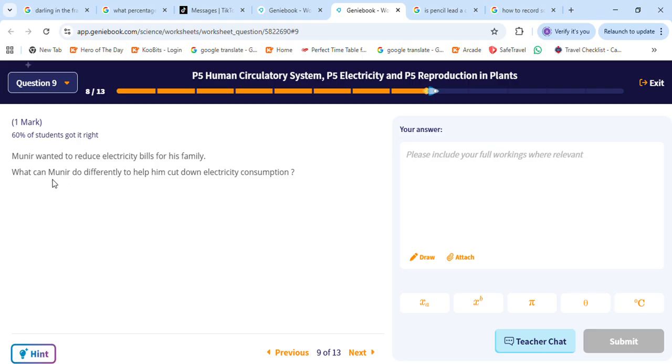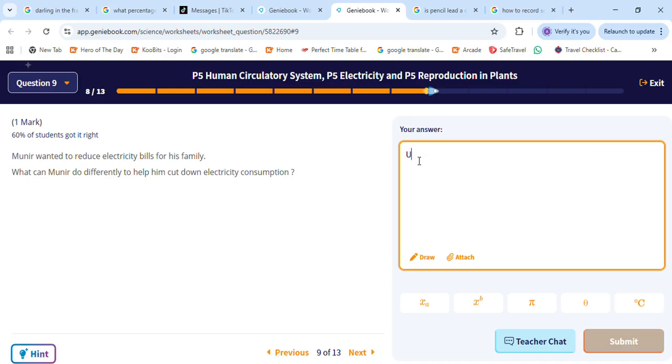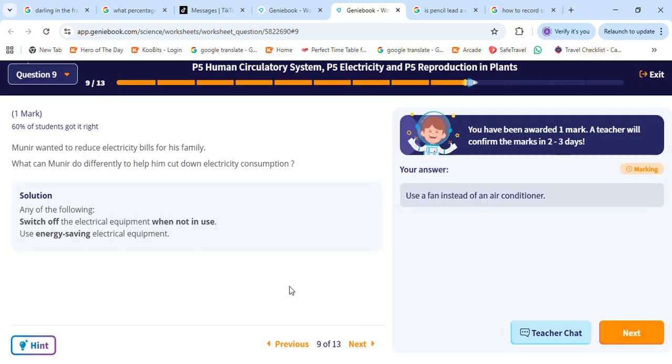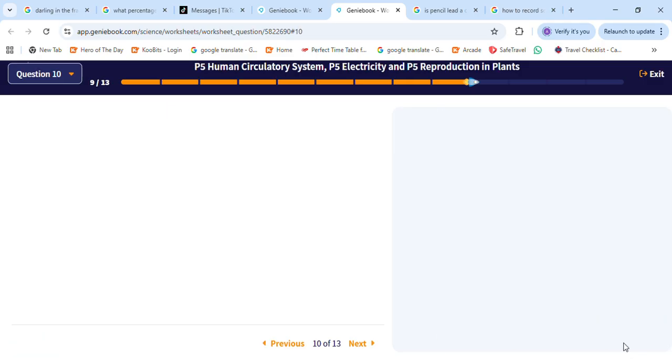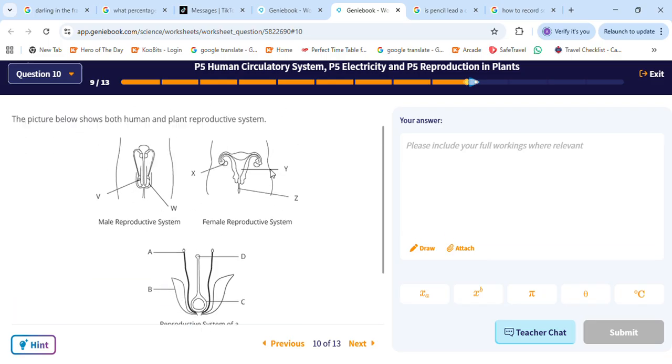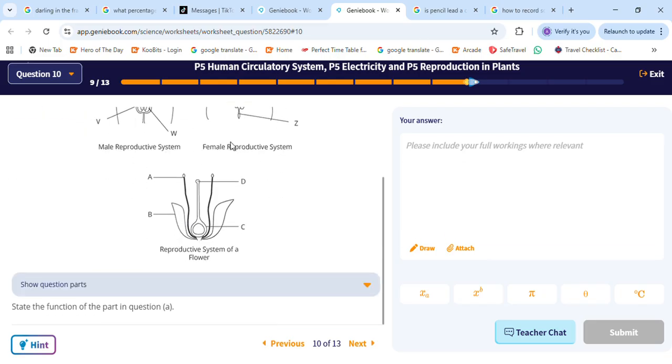Electricity bills for family. What can Mana do to cut down? Use a fan instead of an air conditioner. Full stop. Yes. So smart. So funny, haha. My god, guys, that was so funny, right? I know no one's laughing with me.